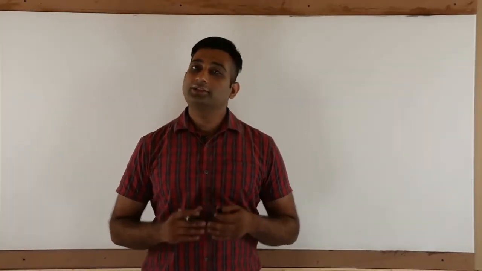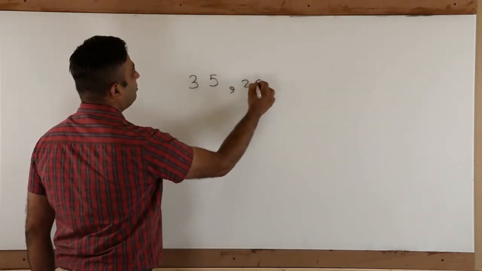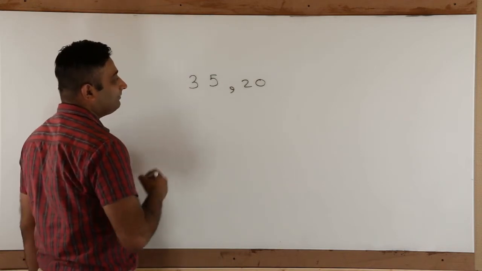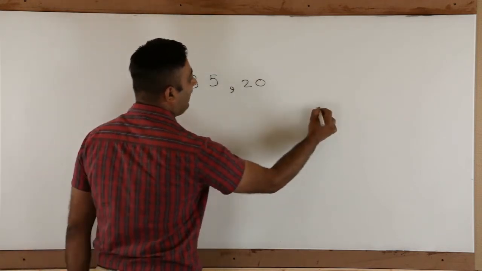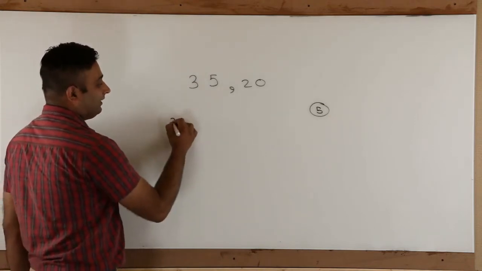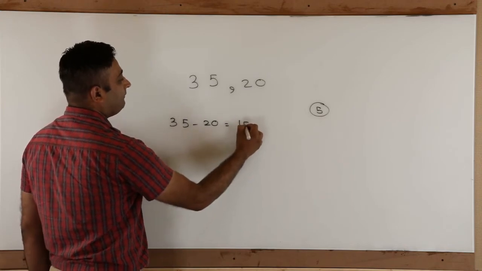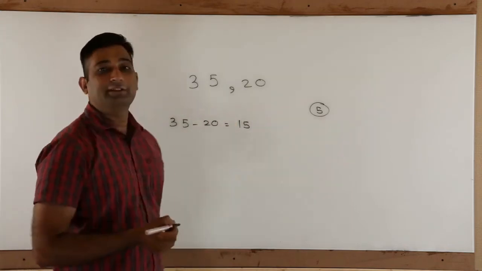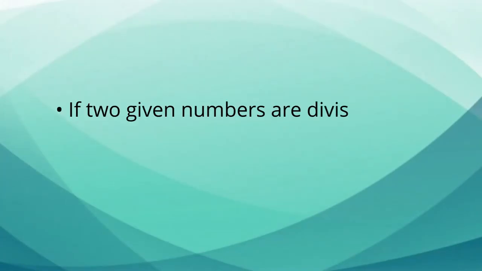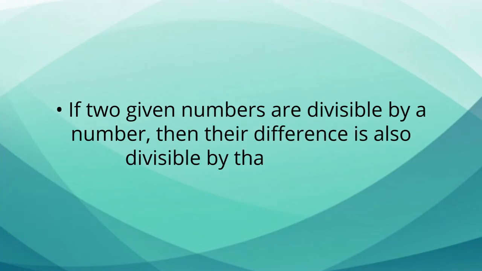Now let us consider two more numbers. Let the numbers be 35 and 20. We can see that both the numbers are divisible by 5. Now let us find their difference. We can see that the difference is 15, which is also divisible by 5. Hence, we can say that if two given numbers are divisible by a number, then their difference is also divisible by that number.